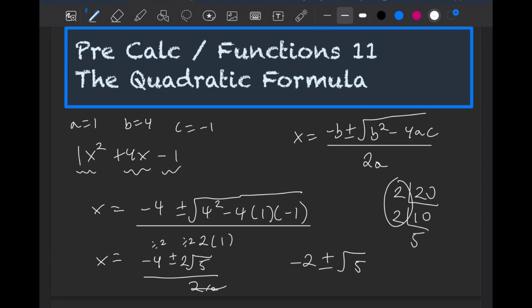And that's because if, for example, we had 4, then minus 2 squared is also equal to 4, and then 2 squared is equal to 4, hence why we have to do plus or minus. So yeah.